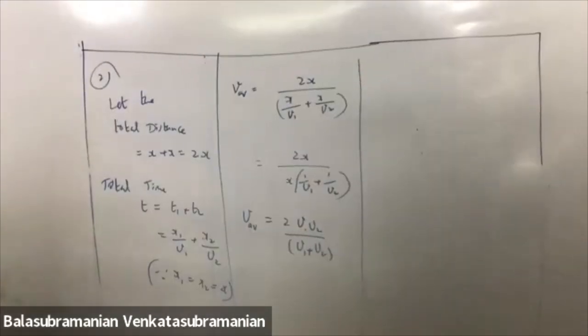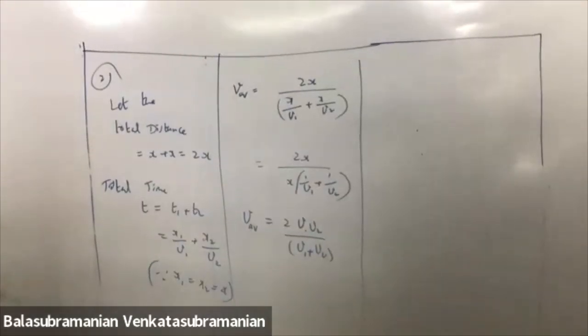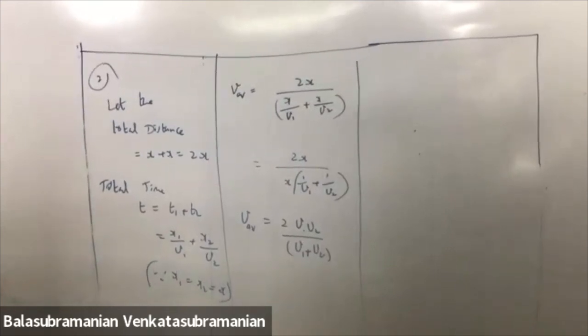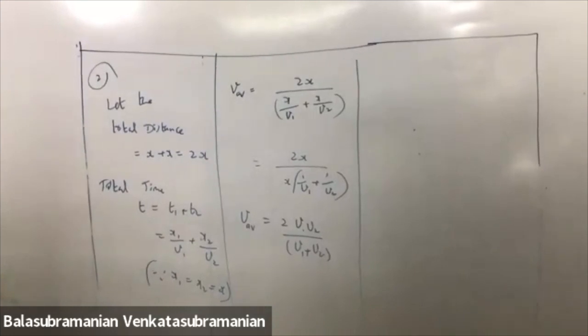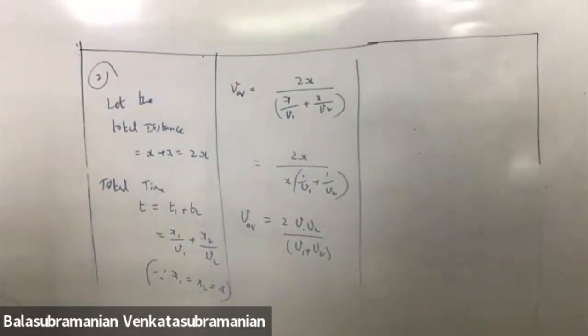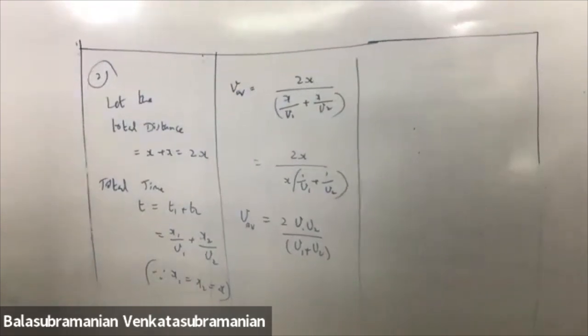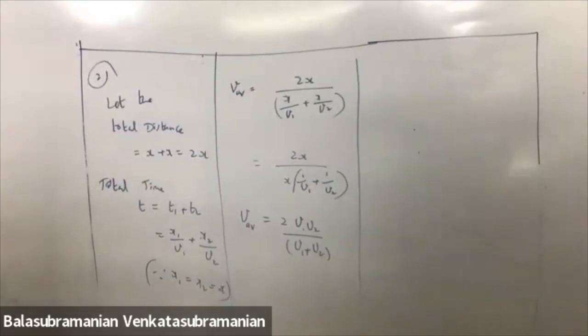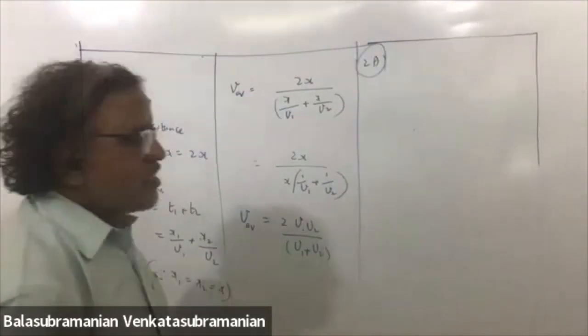Next problem. It is 2A. A cyclist moving on a circular track of radius 100 meters completes one revolution in 4 minutes. What is its average speed and average velocity in one full revolution? Radius 100 meters. You have to calculate average speed and average velocity. What are the data given?